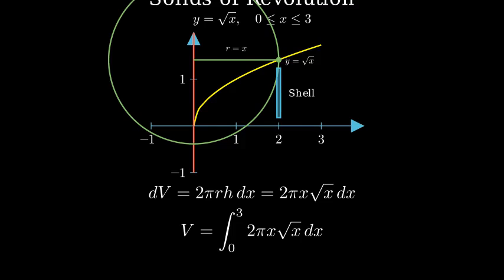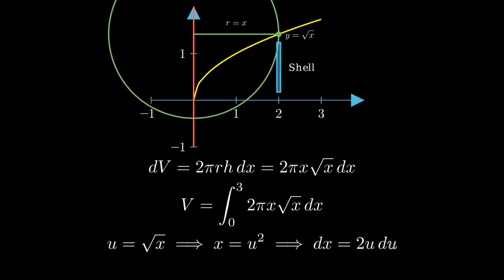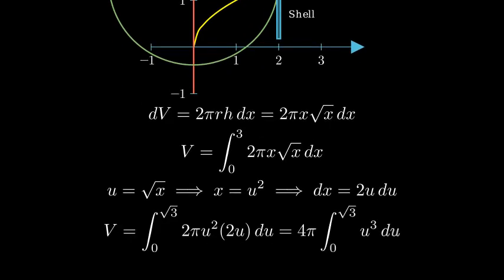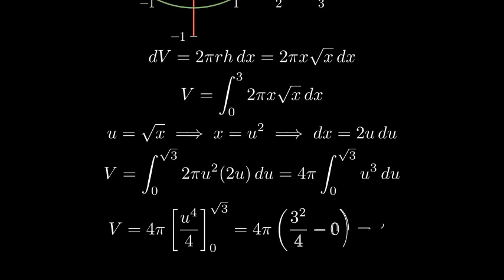x dx. To solve this integral, let's substitute u equals square root of x. Then x equals u squared, dx equals 2u du, and our limits change to u equals 0 to u equals square root of 3. This gives us 4 pi times the integral of u cubed du from 0 to square root of 3. Solving this, we get our final answer.